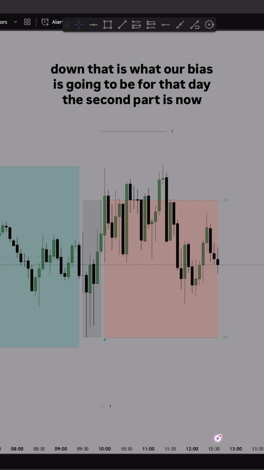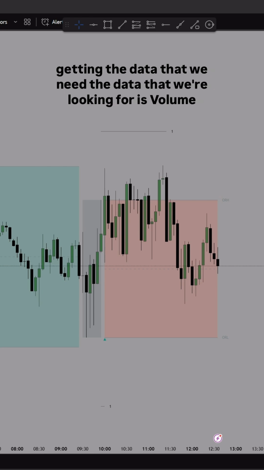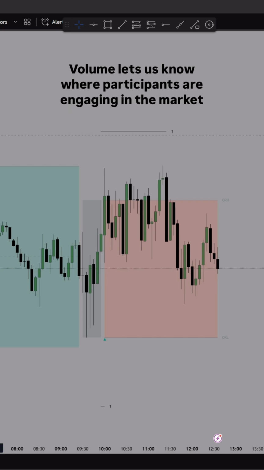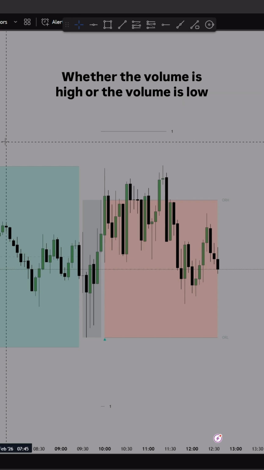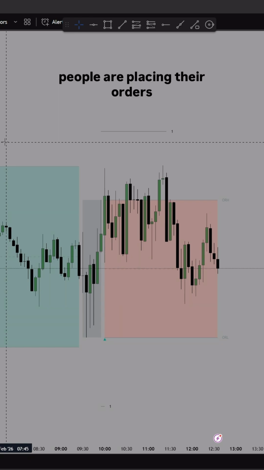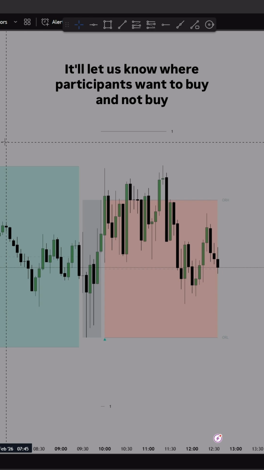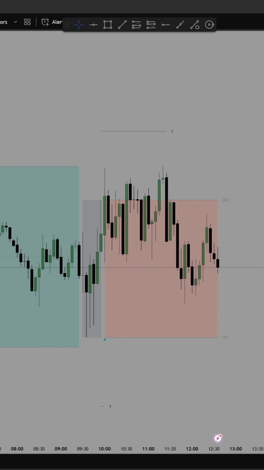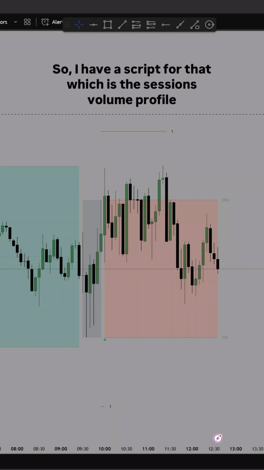The second part is now getting the data that we need. The data that we're looking for is volume. Volume lets us know where participants are engaging in the market. Whether the volume is high or low, it'll let us know where people are placing their orders. It'll let us know where participants want to buy and not buy. So I have a script for that, which is the session volume profile.